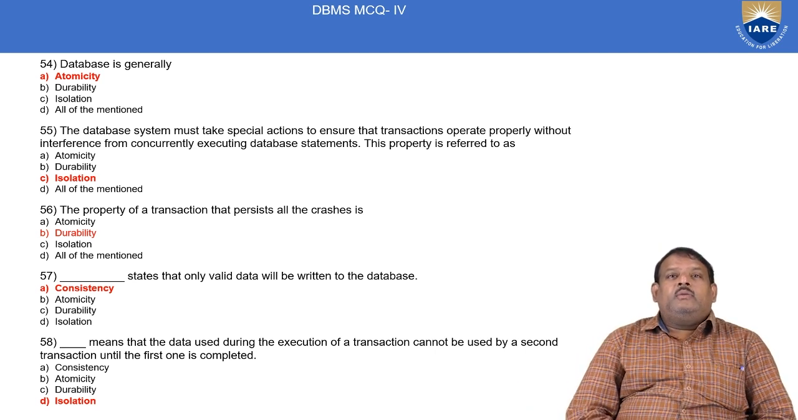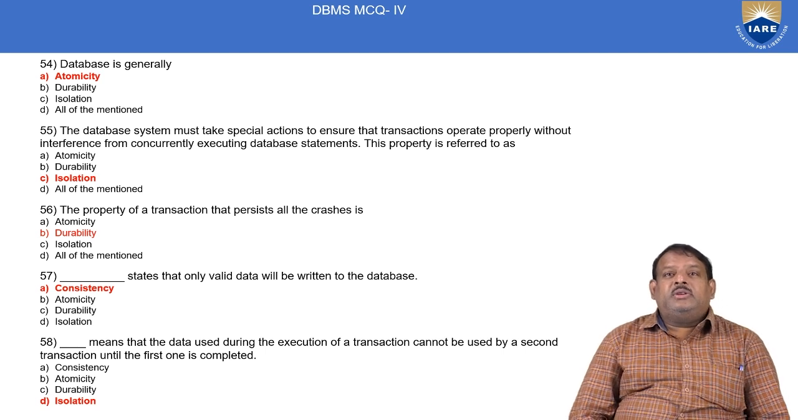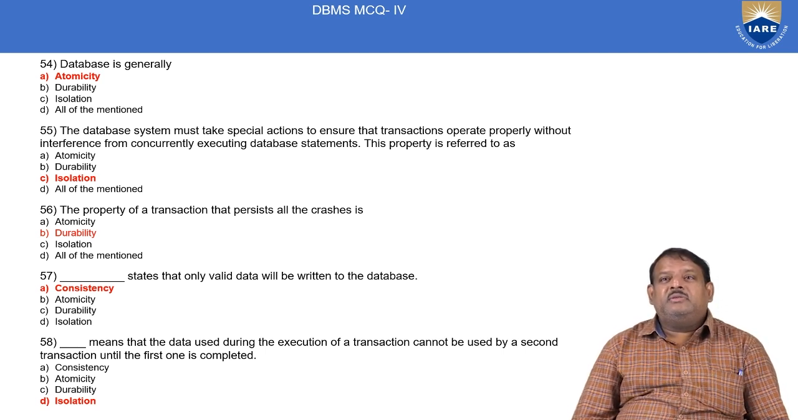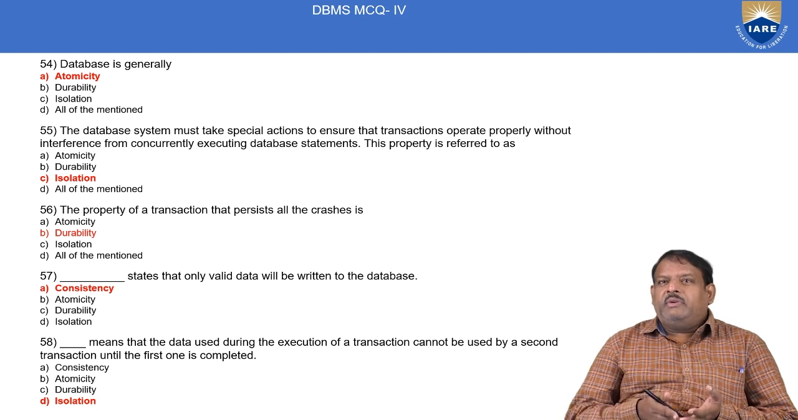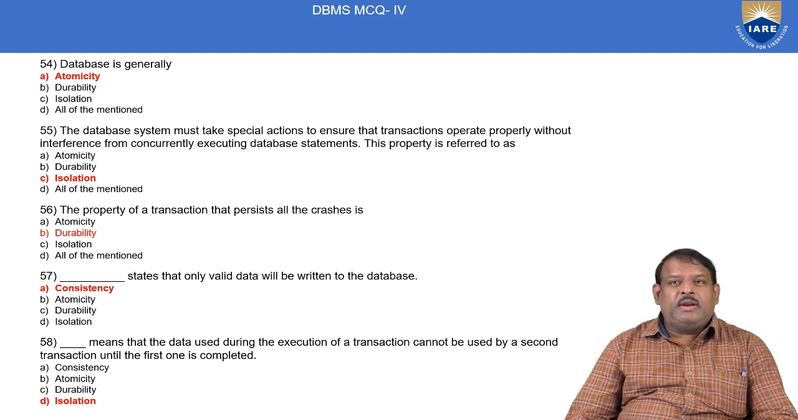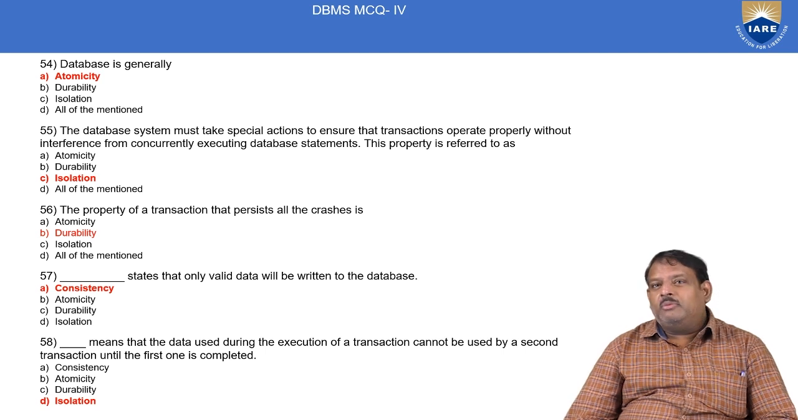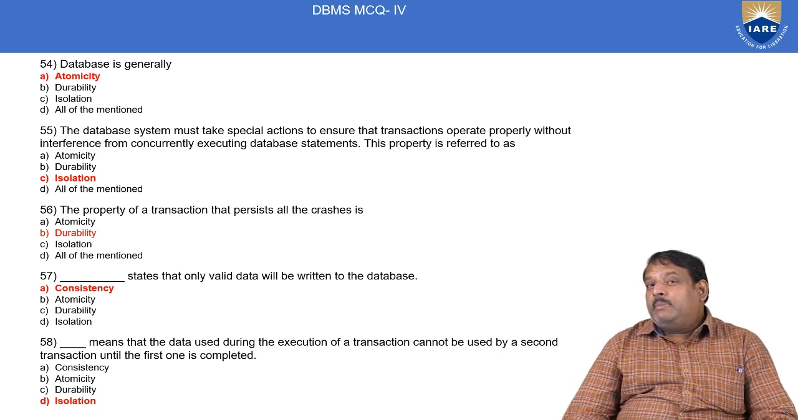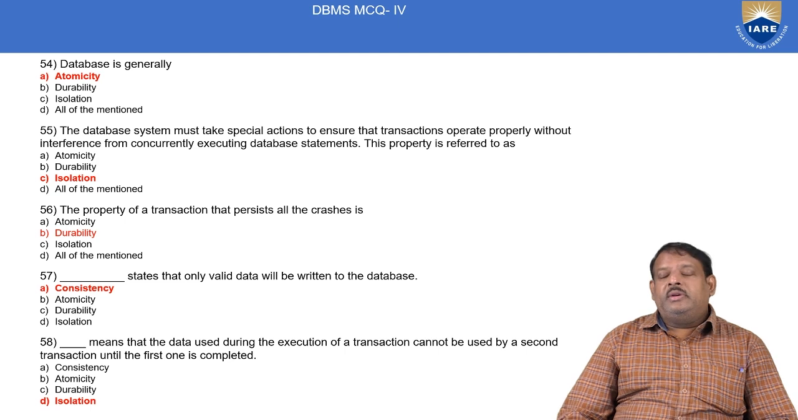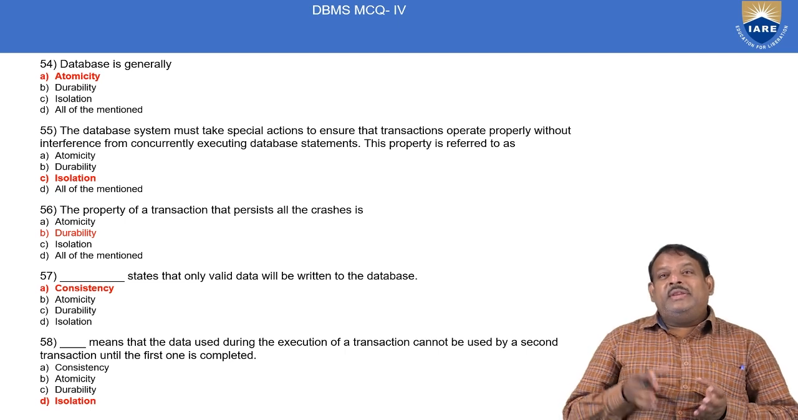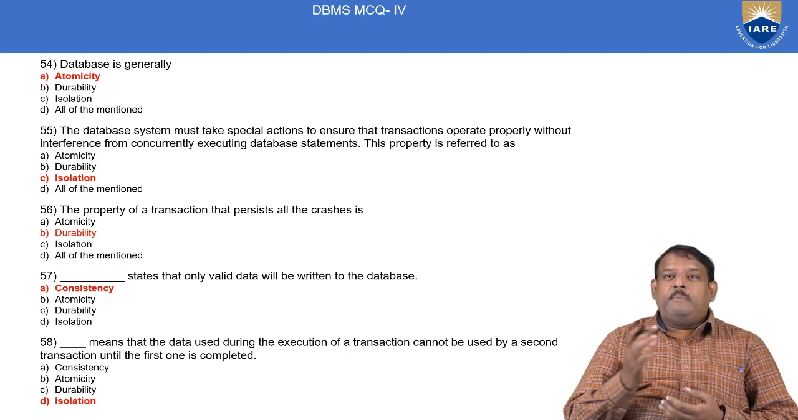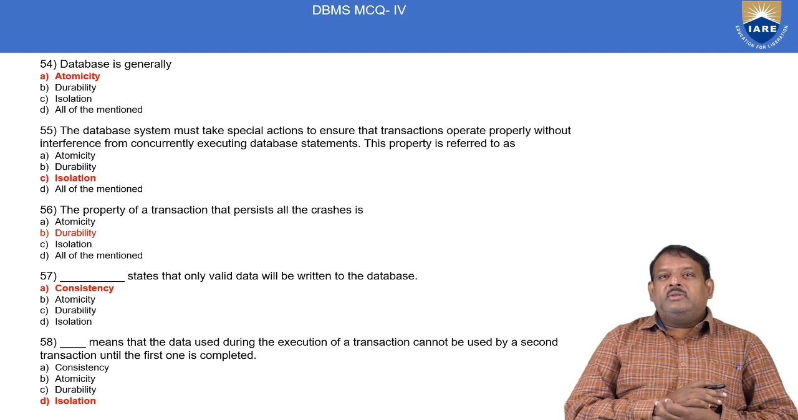Okay. 50th question. The database systems must take special action to ensure that transactions operate properly without interference from concurrently executing database statements. So when you have a database, there will be multiple persons working on the database. Not only one user will be working. There will be multiple users working on this database. Every user will have an instance of the database. What is an instance? A copy of the database will be given to us. So that is the instance.